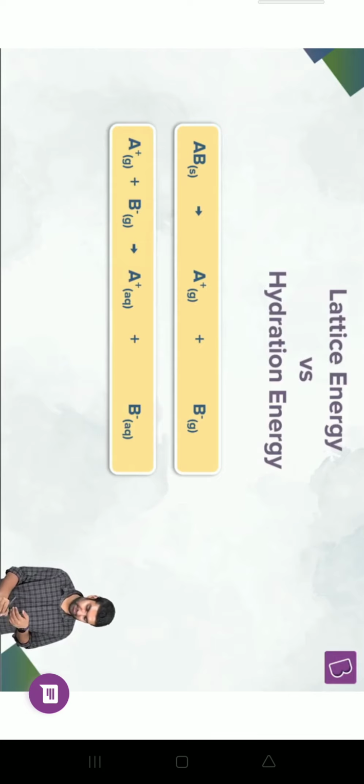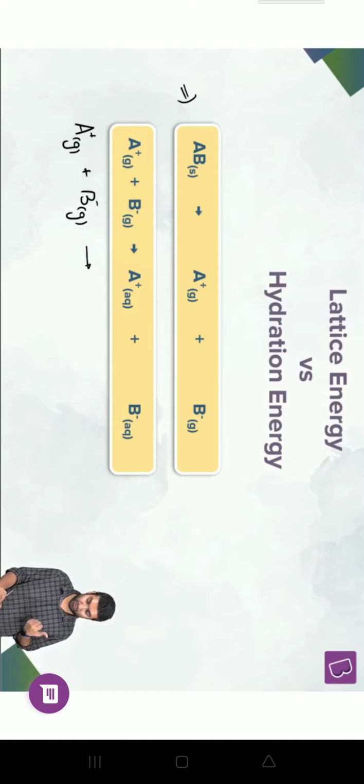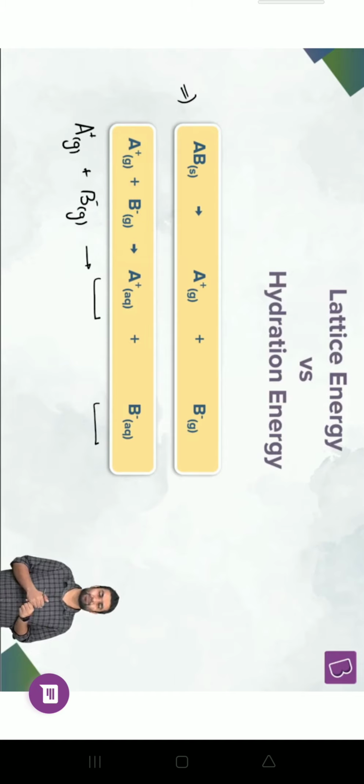All right, cool. Now the point is, if you look at it over here, on this particular side, this is essentially breaking a lattice into its constituent ions. And what do you have over here? We have A+ gaseous, then we have B- gaseous. And where is it going? It's going to A+ aqueous and B- aqueous. Understand?